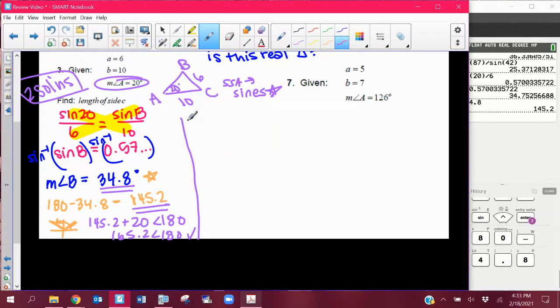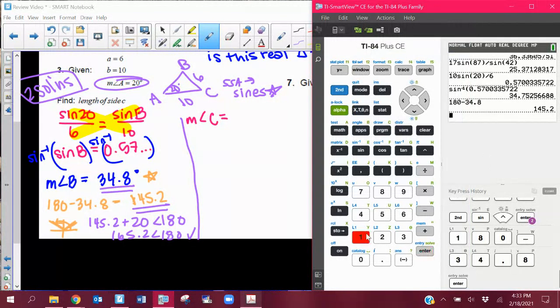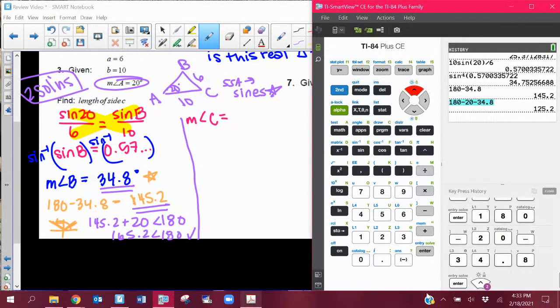Now I'm going to be able to find the measure of angle C, which is going to help me find side C. And again, in order to find that, I'm just going to take 180, the whole triangle angles, minus my angle A, minus my angle B. So I'm going to start with the 34.8. So that's my first angle there, 125.2.